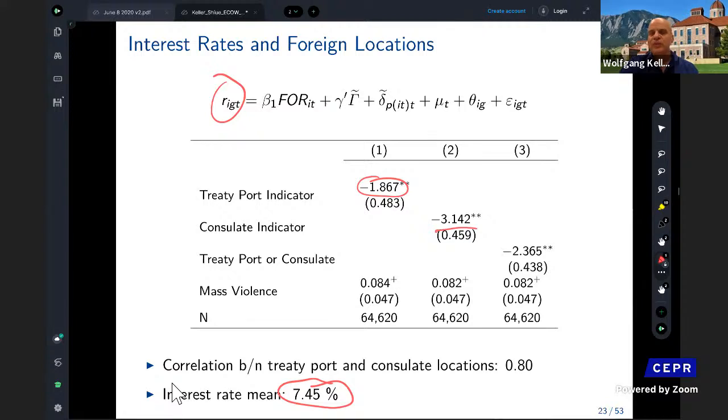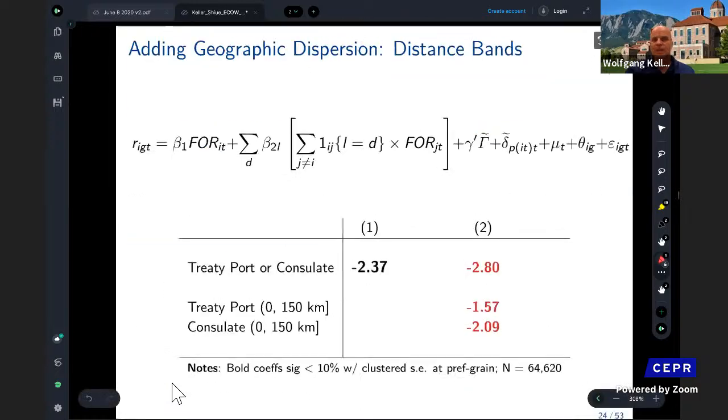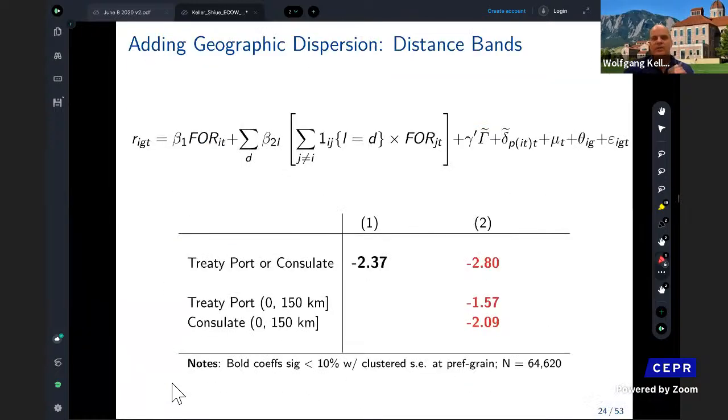That is associated with a lower interest rate in this particular region, a lower cost of capital, so that's a good thing. And if you apply that either treaty port or consulate variable, then the coefficient is in the order of -2.4. And so that's more than a quarter of the interest rate mean during this time. So think about it this way, it's a substantial reduction.